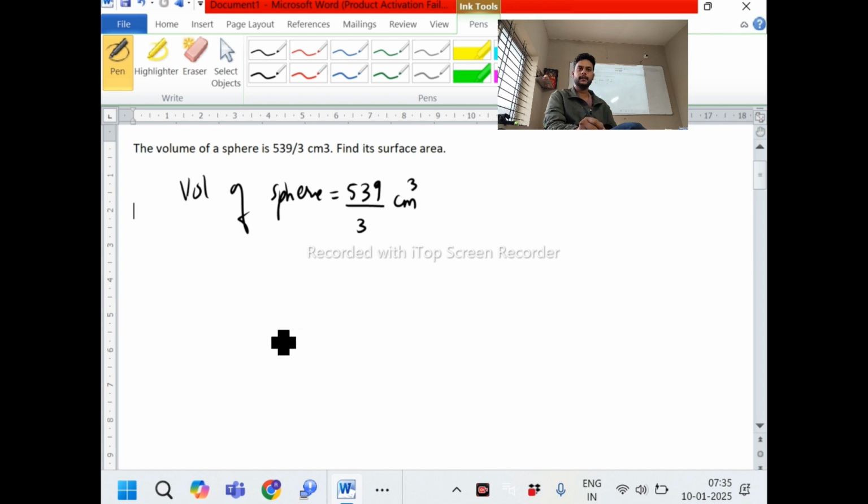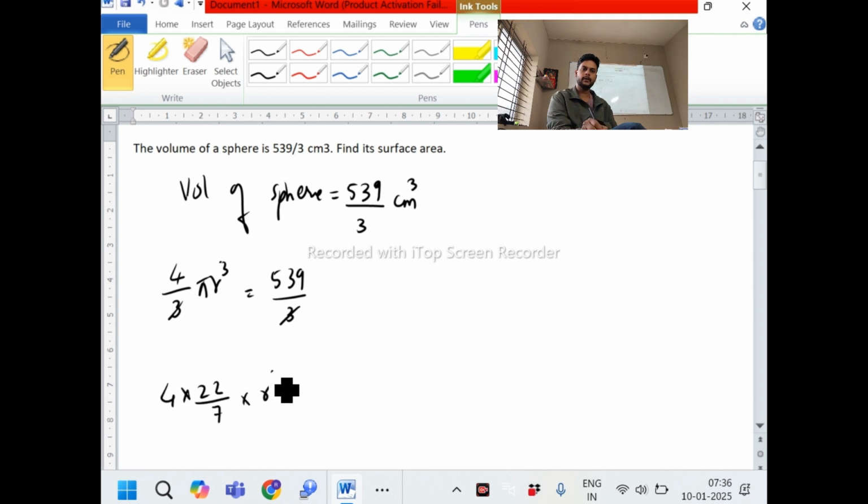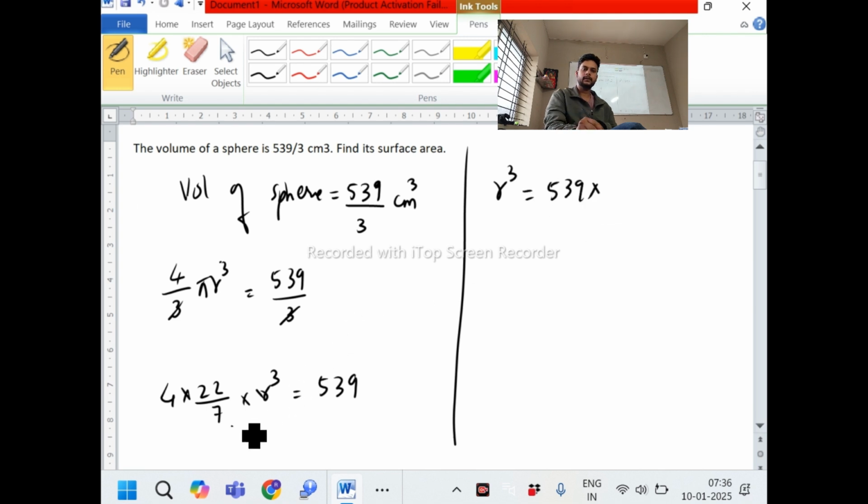What is the formula of volume of sphere? 4 by 3 pi r cube. Volumes are in cubes. It is equal to 539 by 3. The 3s cancel, both are on the denominator side. Now 4 into 22 by 7 into r cube. I am finding the radius. So r cube is equal to 539 into 7 in the numerator, and 22 into 4 will come in the denominator.